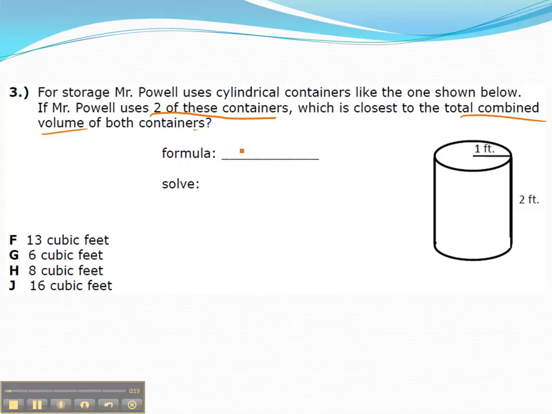Is the formula for volume of a cylinder the same as the formula for volume of a prism? Volume equals big B times H. Big B is the area of the circular base. So this circular base looks like this. They've given us the radius is 1 foot. So R equals 1 foot. And the area of a circle is pi r squared.